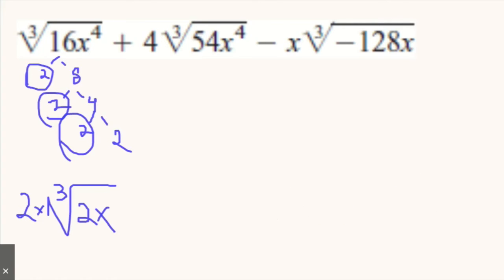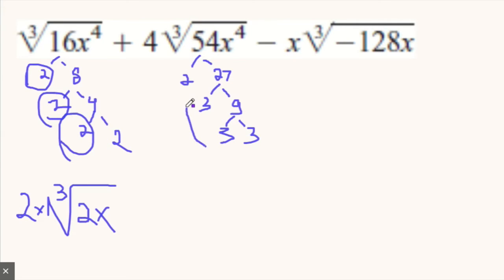Now let's look at the second one. We have 54 and x to the 4th power inside, and 4 as a coefficient in front. Now let's simplify 54. When we take 2 out, we're left with 27. 27 is not divisible by 2, but it is divisible by 3. When we divide 27 by 3, we get 9. That divided by 3 gives us 3.